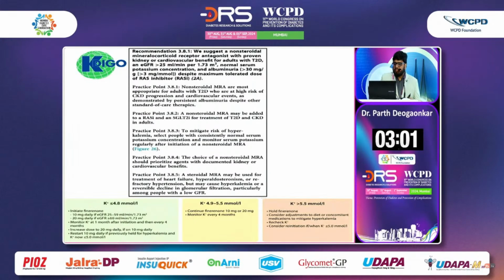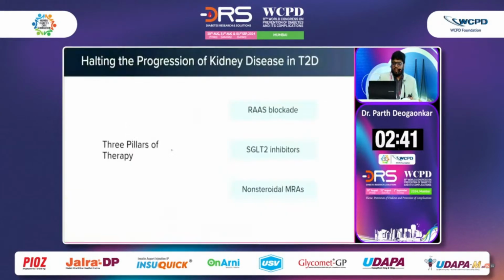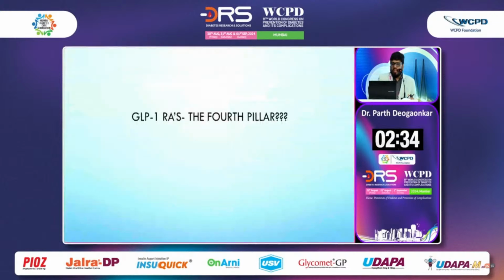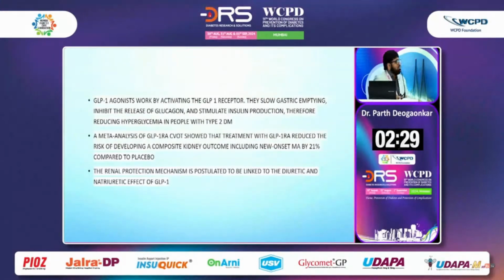So basically, at present, the recommendation is that you use non-steroidal MRAs in patients who are not tolerating SGLT2 inhibitors. However, now we are seeing a lot of patients who are on all these three drugs together, and maybe we'll have some new studies which will show the combined effect of all these three drugs together. So we have these three pillars of therapy now: RAS blockade, SGLT2 inhibitors, and non-steroidal MRAs. We'll head towards the GLP-1 receptor analogs, which might turn out to be the fourth pillar.